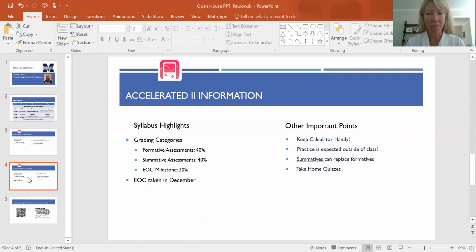So we've got formative 40, summative 40, and the EOC is 20%. That's a state mandated 20%. We take the end of course test in December, and that is because that's when we finish geometry. So when we finish up geometry, we go ahead and we take the geometry EOC, and then we start Algebra 2 second semester. Again, it's extremely important that the Accelerated 2 students practice outside of class.